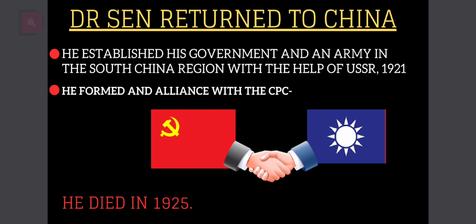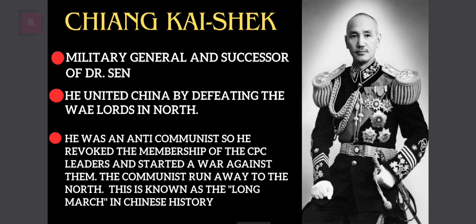But then Dr. Sun Yat-sen died in 1925. He was succeeded by his military general Chiang Kai-shek. Chiang Kai-shek united China from the warlord-controlled provinces into a single nation. He was an anti-communist, and as soon as he got the power, he started executing the CPC members from the Kuomintang party. At that time, the CPC leaders decided to leave mainland China and to settle into the northern part. At that time, they were also engaged in a fight with the Kuomintang party.